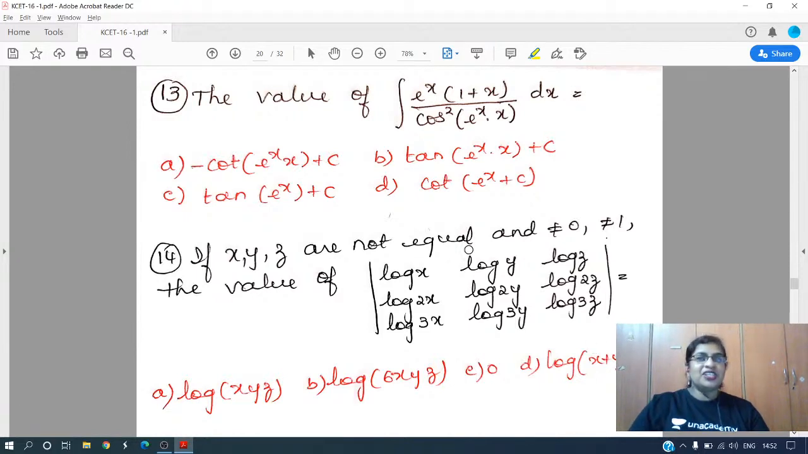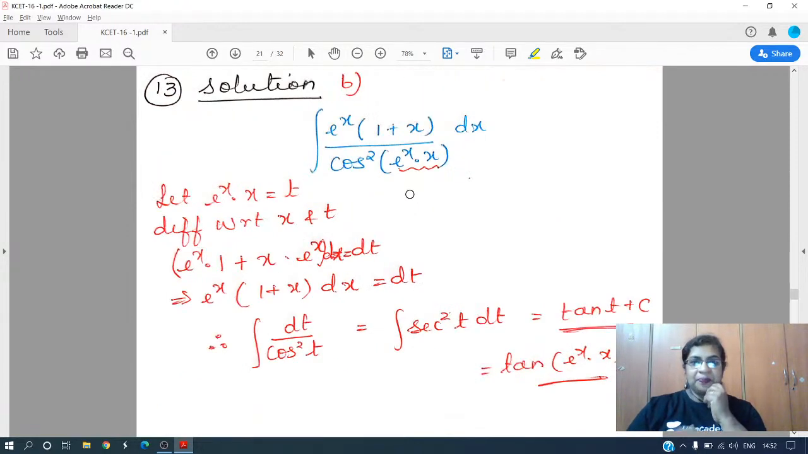Another trickier question here. The value of the integral of e power x into (1 plus x) whole divided by cos square of (e power x into x) dx. Now, this question looks complicated, but there is a trick here. Let's see how to proceed with this answer. Coming to 13th here, this is given.